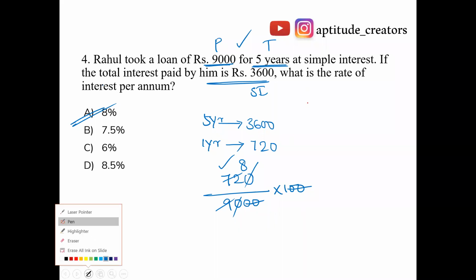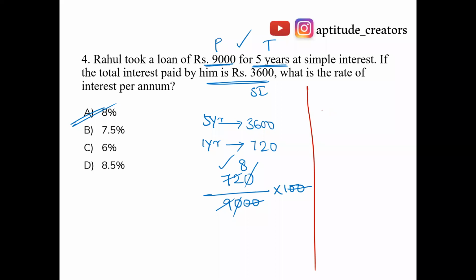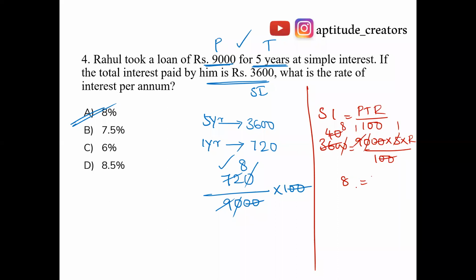Yes. If you people are habituated to formula, what is the formula here? SI is equals to PTR divided by 100. Correct. Now here, interest is given 3,600 rupees. Principal is 9,000 rupees. Time period is 5 years. Rate of interest I have to calculate divided by 100. 2 zeros are cancelled out. 9 fives are 45, 5 eights are 40. Yes. Now what is the rate of interest here? 8%. Answer is option A, 8%.